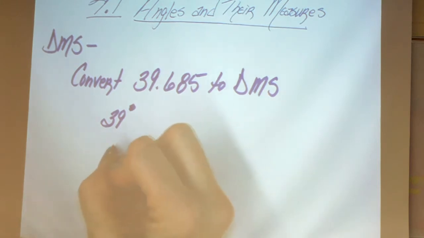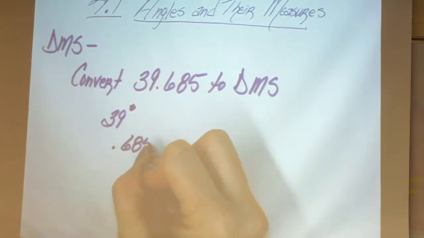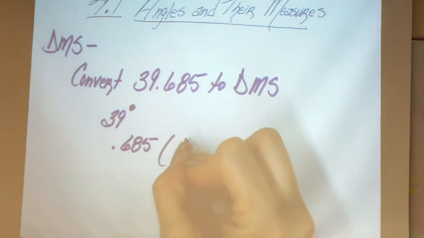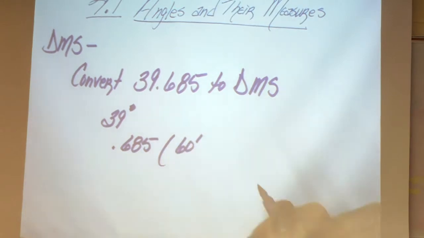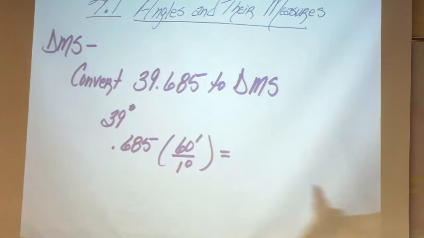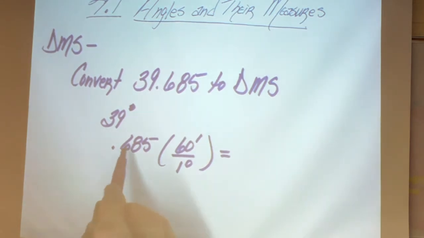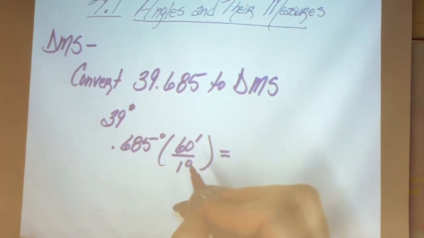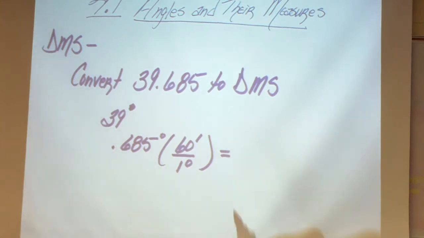Okay, so I'm going to take 0.685 and I'm going to multiply that by 60 minutes, denoted by the apostrophe, over 1 degree, because 1 degree has 60 minutes. So if I multiply this out, this will tell me how many minutes 0.685 degrees would give me. And then our degrees can cancel. Okay, so if I multiply that out, I get, let me grab a calculator. I don't want to do that in my head.